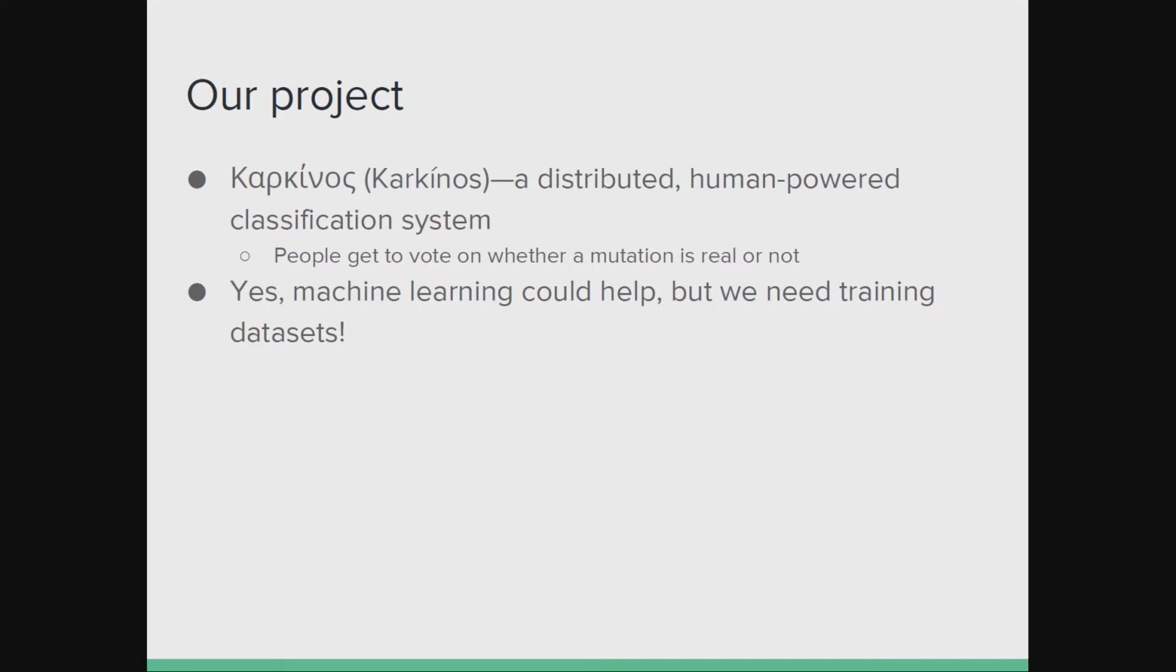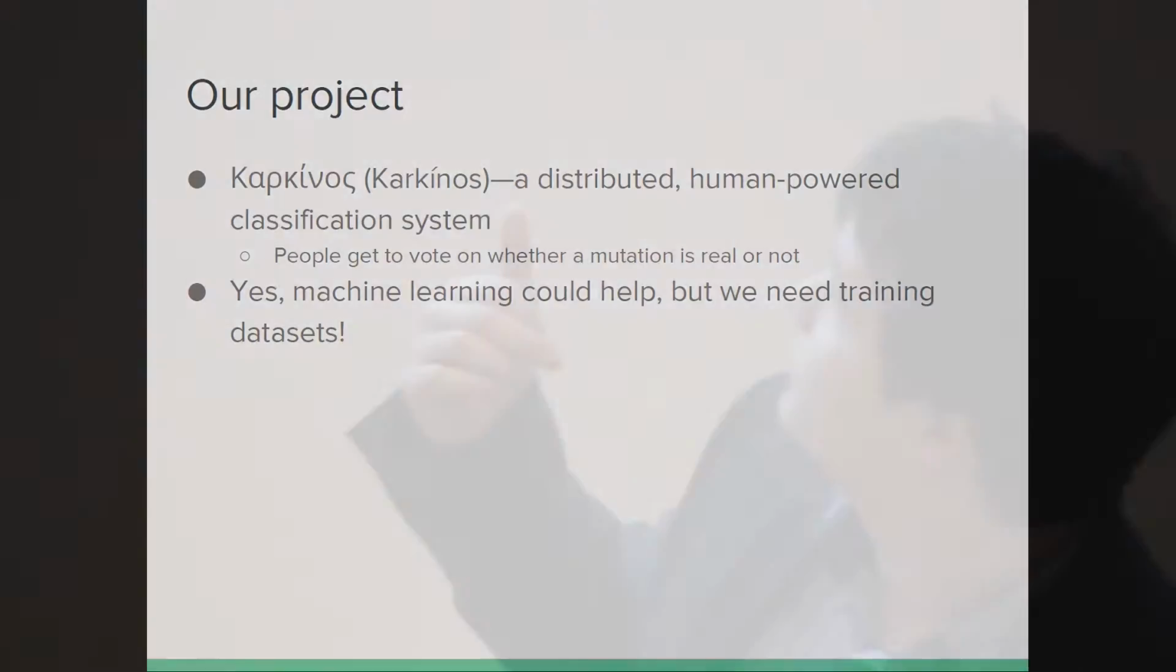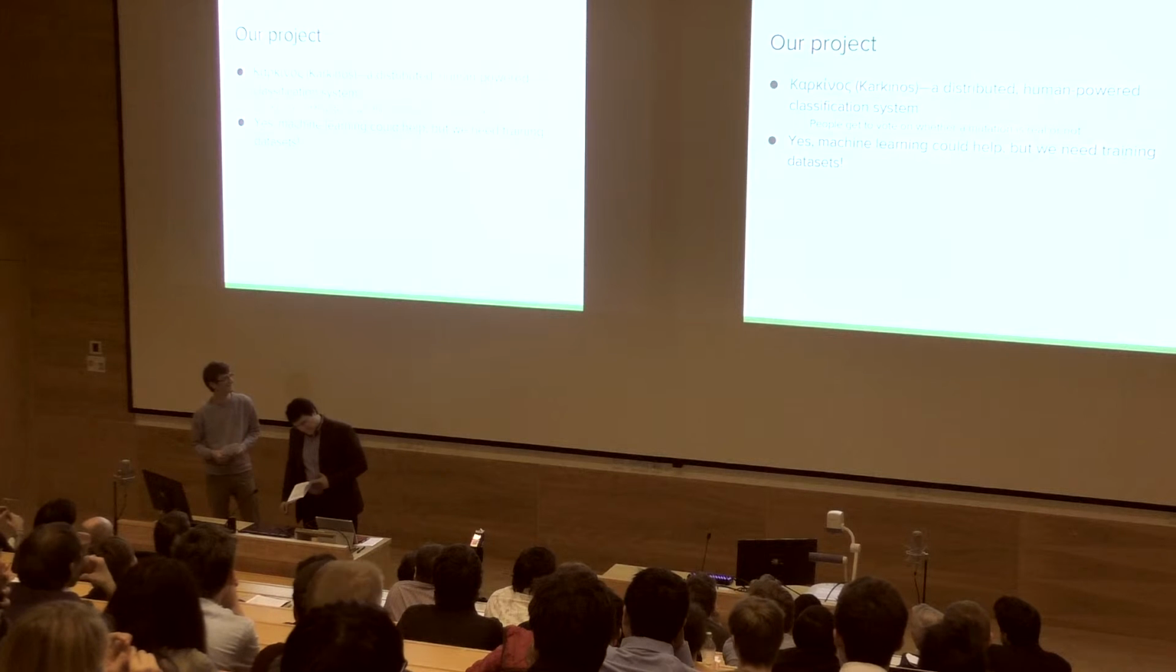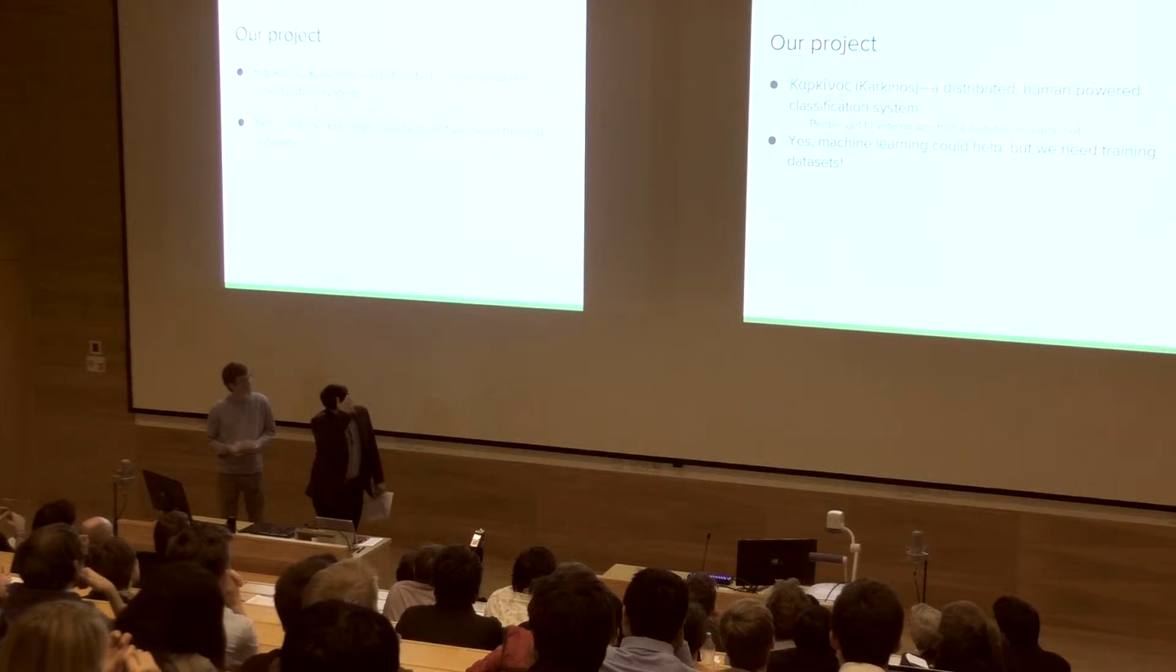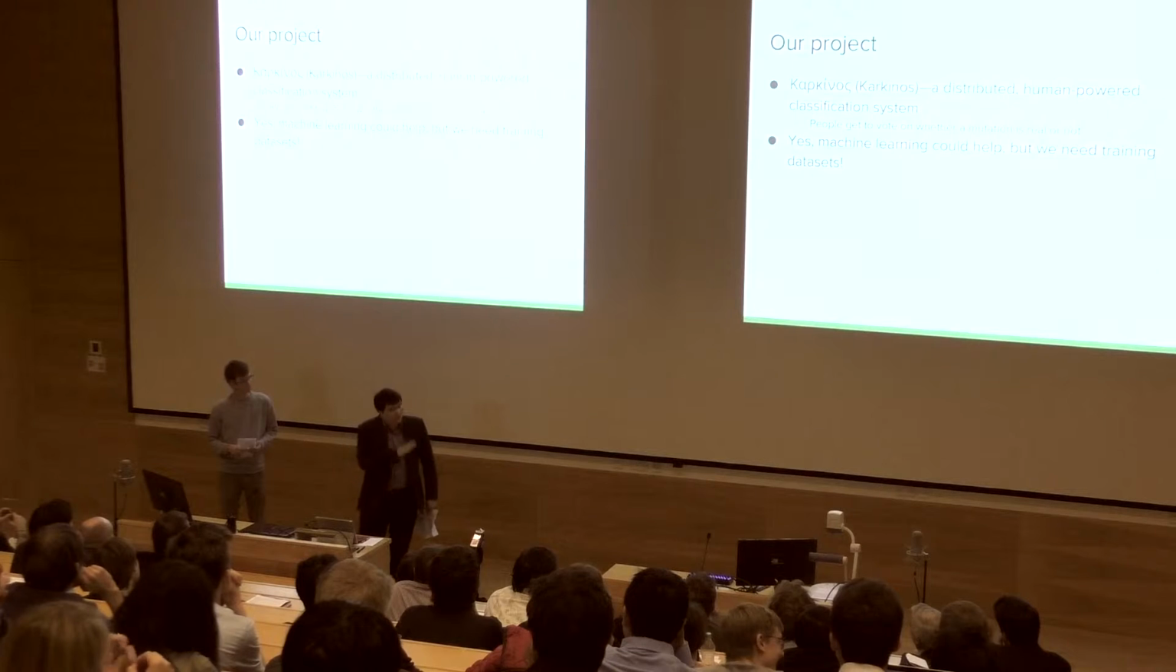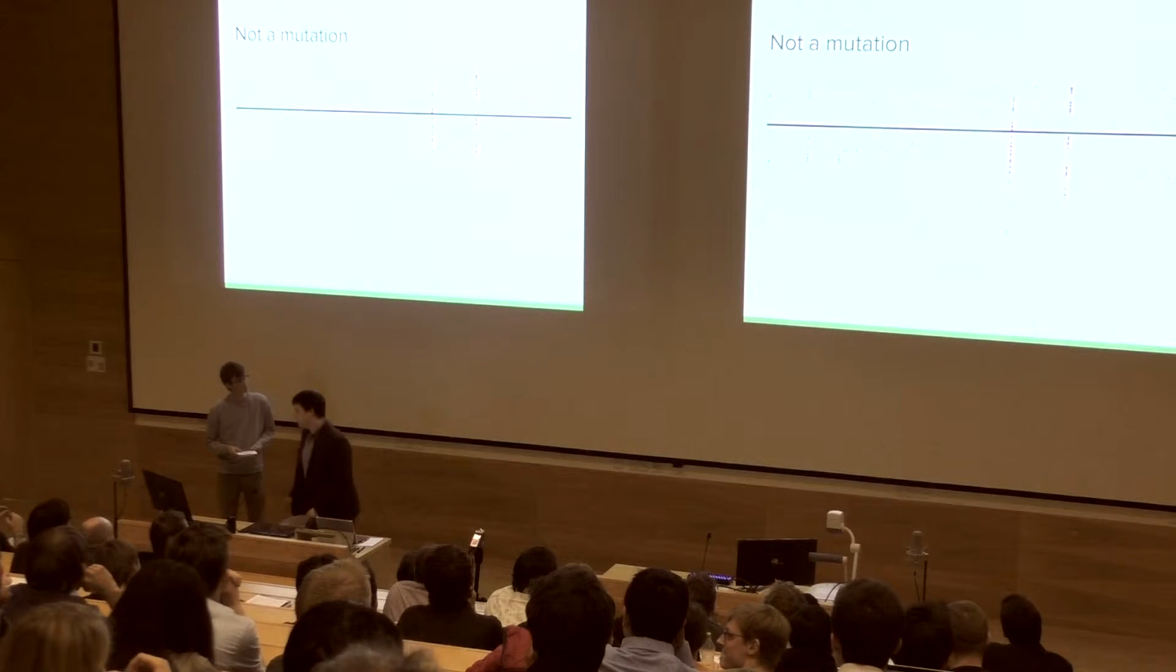So that's where our project comes in. It's called Carcinosh, which is Greek for cancer. The domain is free, so we picked that name. It basically employs people with spare time on their hands to vote on whether a particular mutation is cancerous or not. We aggregate the results and we export them out to let researchers know what to focus on.